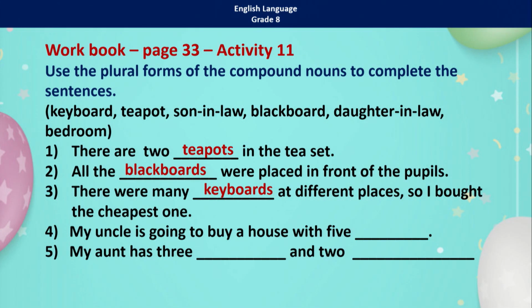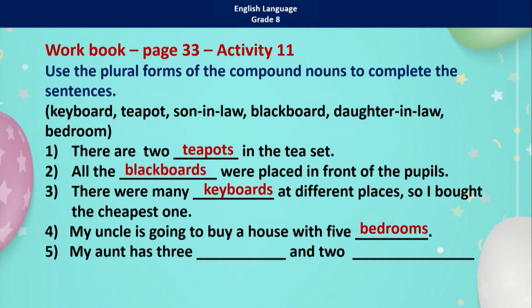Fourth sentence, children. My uncle is going to buy a house with 5 blank. It should be bedrooms. It's going to be a big house anyway. Bedroom, yes. 5 bedrooms, right. So we have to form the plural of it, bedrooms. The two words are bed and room. My uncle is going to buy a house with 5 bedrooms.